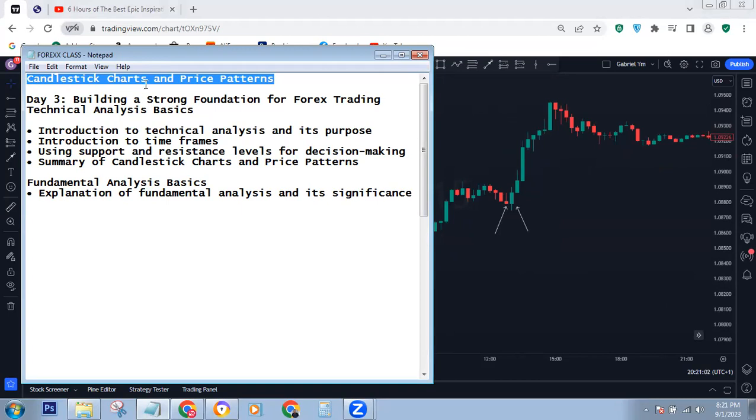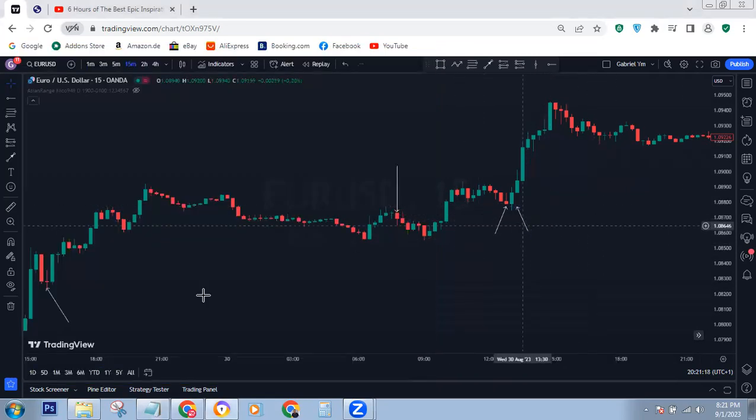So I just cleared what we were saying yesterday, where I stopped yesterday, which I said I was going to emphasize today, which is the candlestick chart and price patterns, which come with doji and the rest of them. Now, we're going to the next one, which is building a strong foundation in trading Forex. I'm going to break this down.